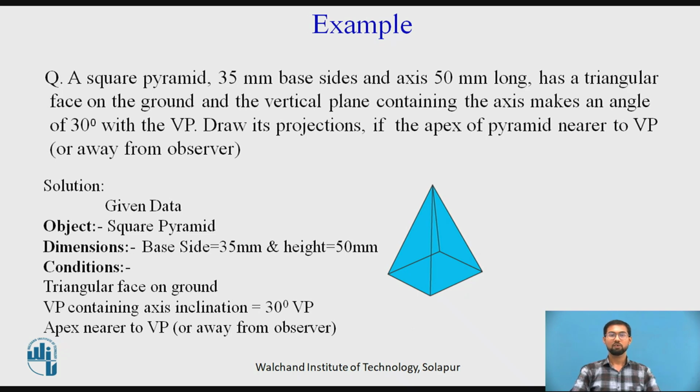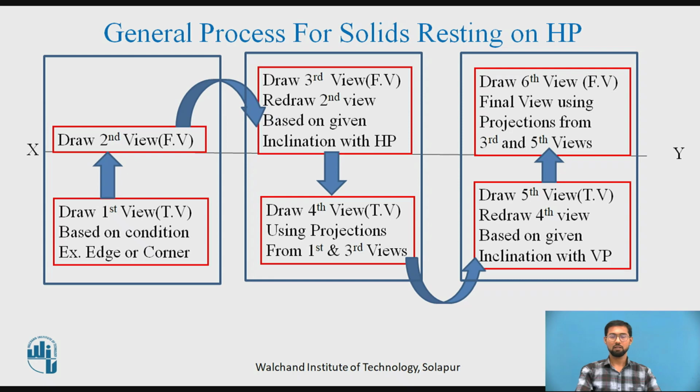That is, we are drawing for the fifth view. So it is required for the fifth view that the apex is nearer to the XY line or away from the XY line. Okay, so let's move ahead with solving this example.